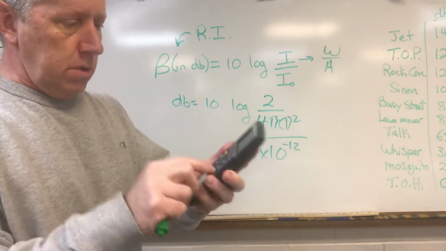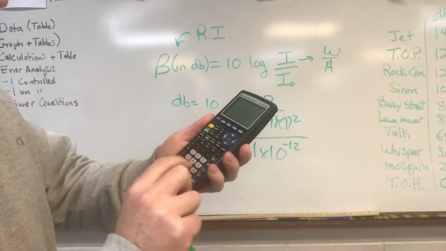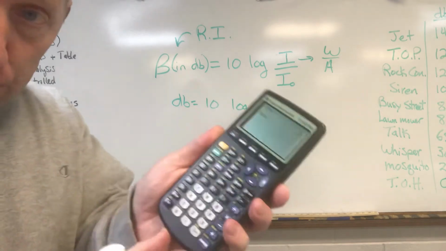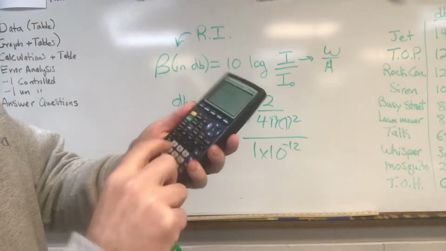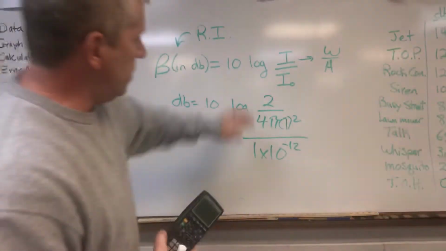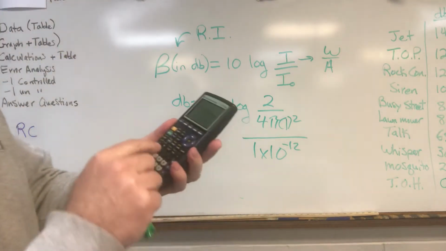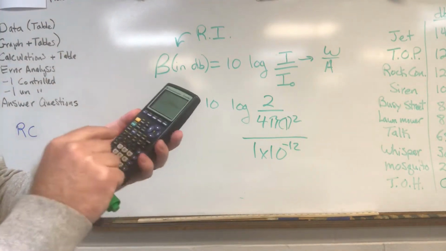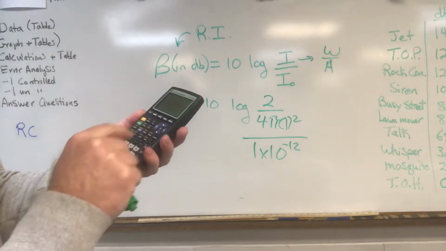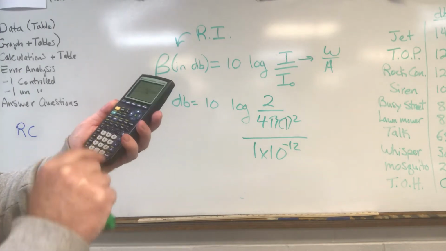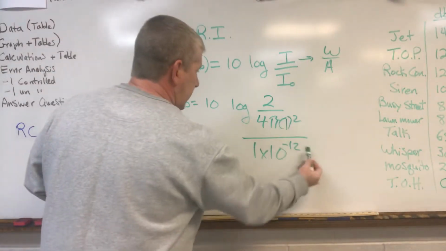So here we go. 2 divided by 4, enter, divided by, I'm going to use 3.14 for pi, 3.14, enter. I get that number there. Then we have 2 divided by 4 pi, got that, divided by 1 times 10 to the negative 12. So second function, exponent, negative 12, enter, boom, and now I get that value there. That's what I have for this stuff here, so I'll write that down.